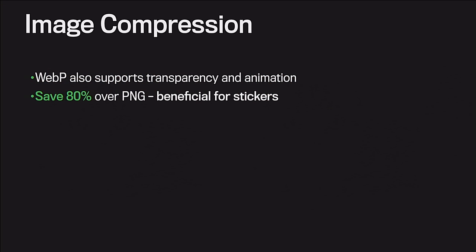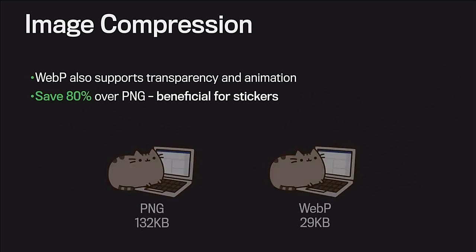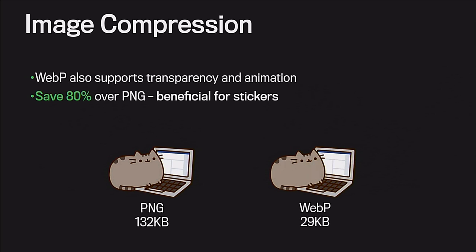Another thing worth noting is that WebP supports other functionality not included in JPEG, like transparency and animation. These are things that we use in our stickers product, which you may be familiar with. We used to download stickers using PNG format, uncompressed. Switching to WebP saved 80% in the size there, which was fairly significant, as you can see in this sticker image.